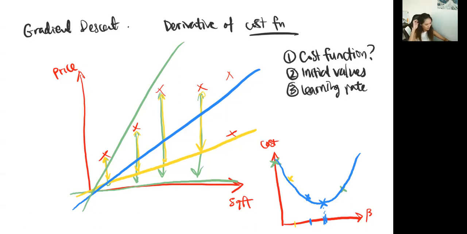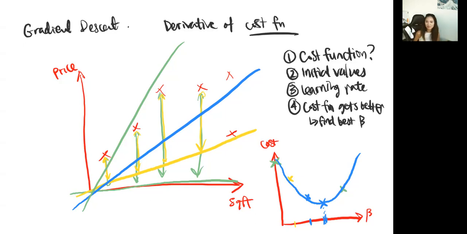So what have we done here? Step 4 is your cost function usually gets better, and you can find the best beta. Cool. So all in all, what have we done?